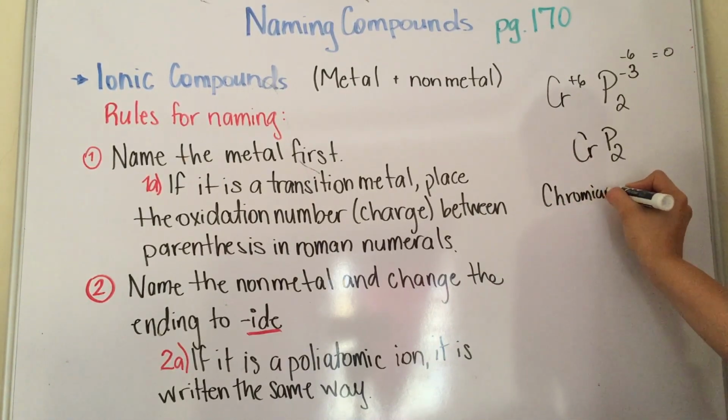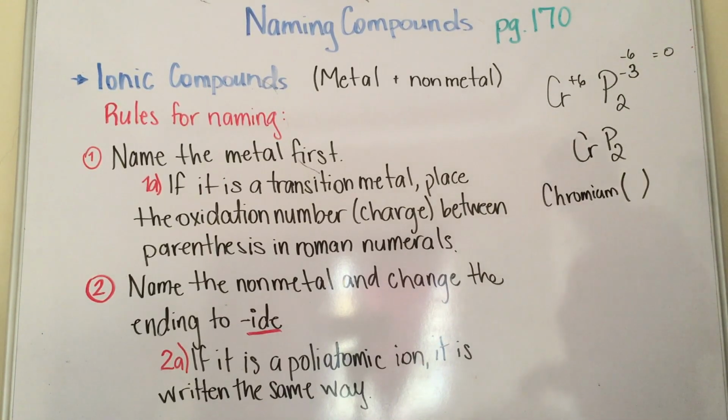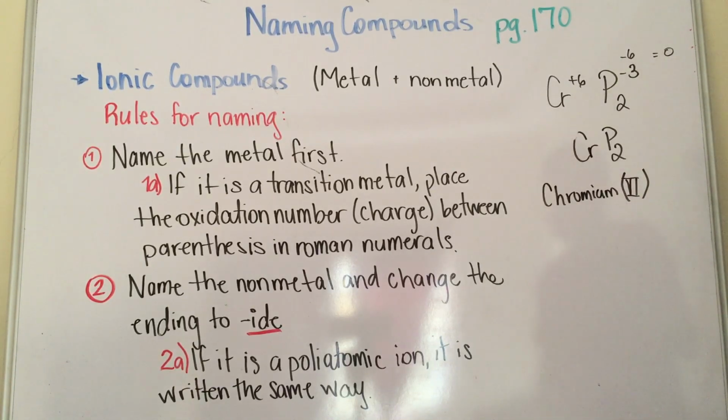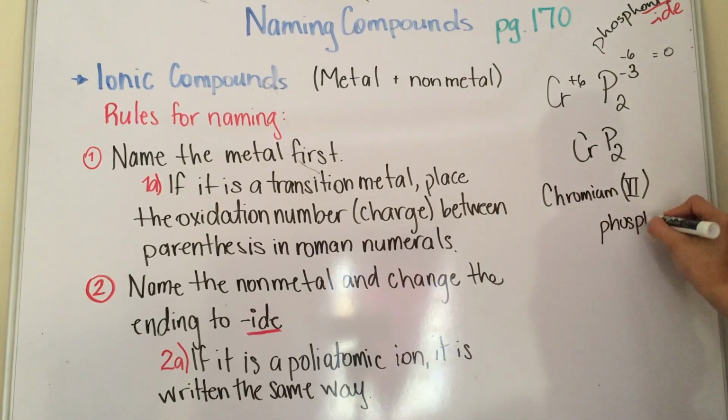Chromium. And since it's a transition metal, I open parentheses. And I'm gonna put the charge. We're using a charge of 6. So I put number 6 in Roman numerals. So I put 6. Chromium 6. And here we have phosphorus. And we're going to change the ending. We're going to change it to "ide." So this chemical compound is named chromium 6 phosphide.